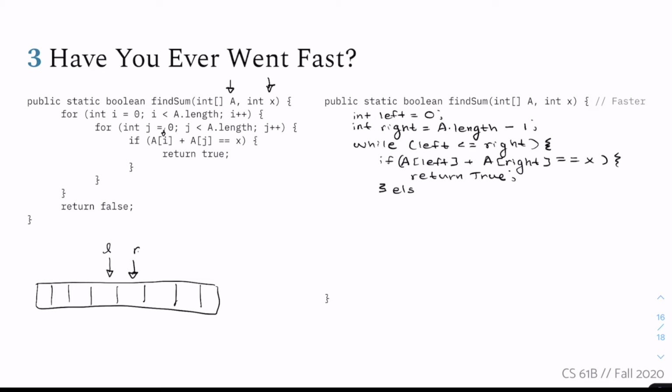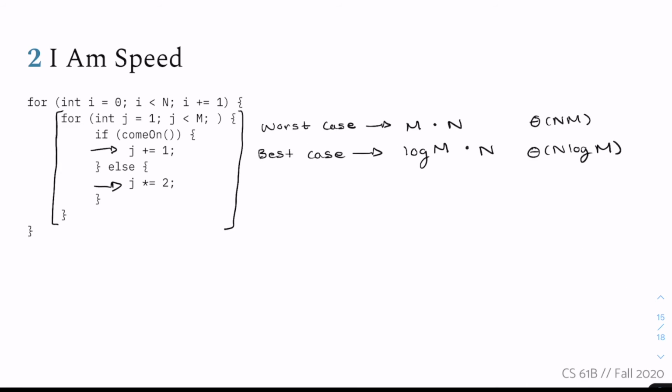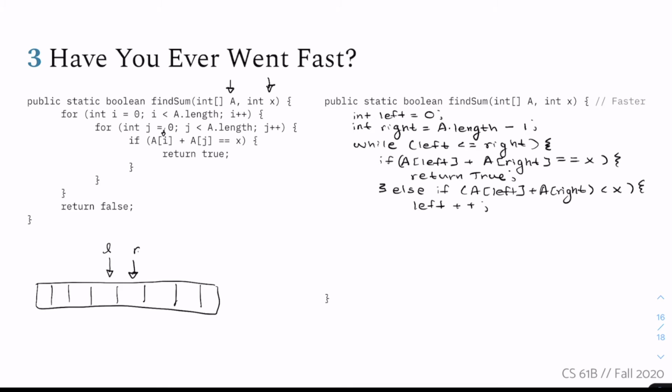Else if a[left] plus a[right] is less than x, then we know that we have to increase the smaller of the 2 pointers, right? So all we have to do is left++. You can also do left += 1, up to you.